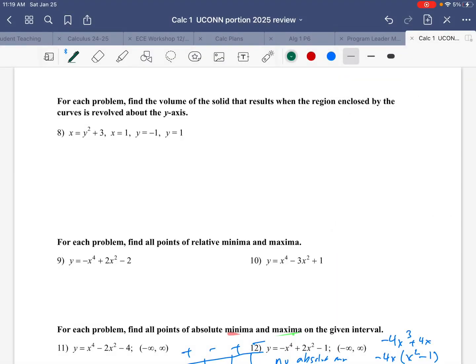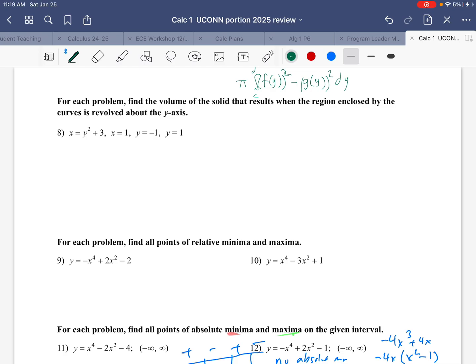All right, here's the start of the third video. I'm looking at number 8. For each problem, find the volume of the solid that results when the region enclosed by the curves is revolved about the y-axis. So at this time, I need to set this up like the integral from c to d of f of y squared minus g of y squared dy, and I'm going to multiply that by pi.